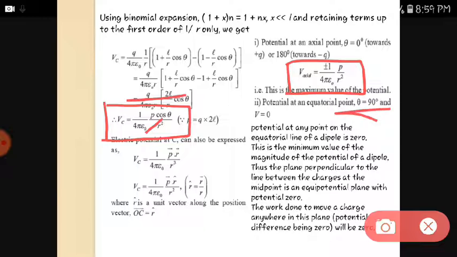If it is 90, cos 90 is 0. So you are getting V as 0. So this is the minimum value of potential when it is at equatorial line. Maximum value is P by 4 pi epsilon 0 R square, and minimum value is 0. When theta is 0 we are getting maximum value, and when theta is 90, we are getting minimum value, which is 0. So this is the expression for the dipole.